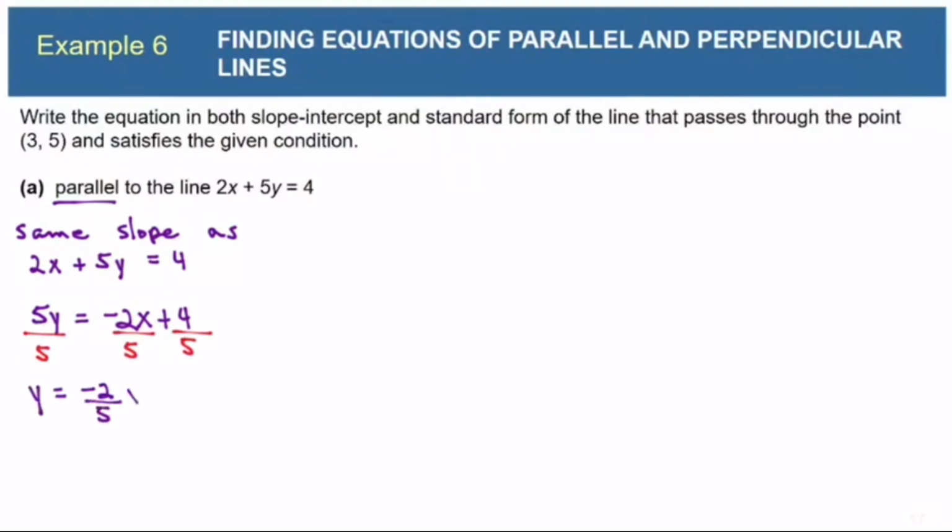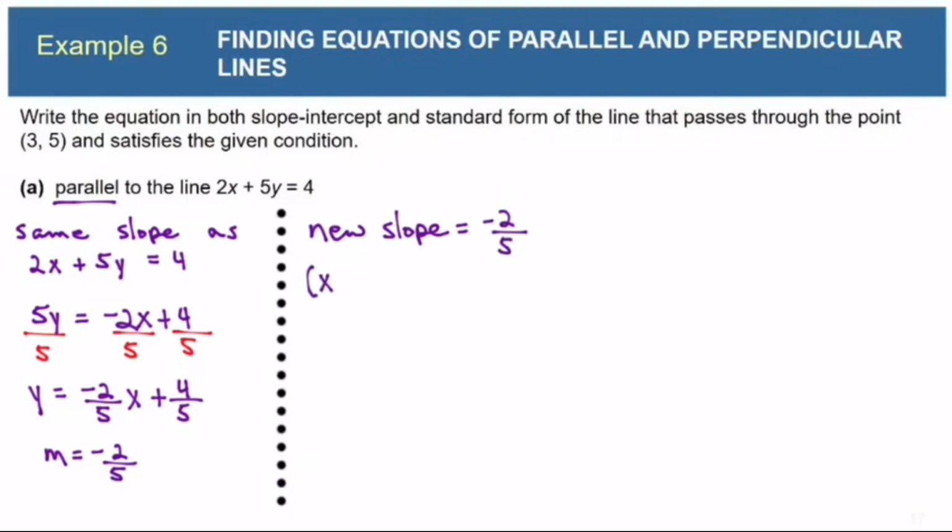Now we can see that y equals negative 2/5 x plus 4/5. So the slope of this line is negative 2/5. Therefore, the slope of our new line will also need to be negative 2/5. And remember that we want our new line to go through the point (3, 5). So now we'll use the point-slope formula to generate the equation of this line.